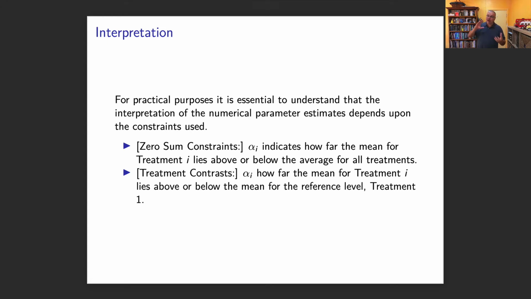Now, this changes how we interpret the coefficients. In the zero-sum constraints, the alphas we get tell us how much treatment i lies above or below the average of all treatments. While if we do the treatment contrast, which is the reference level one, alpha i tells us how far the mean of treatment i is above or below the mean of the reference level. And if you've done any ANOVA or ANCOVA in R, which you should have done in stats model inference, you would have seen this already. You often get these coefficients and you go, this is how much above the reference level I am.